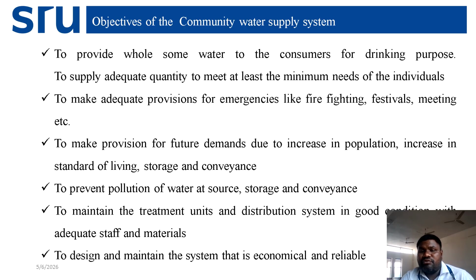Then make provision for the future demand due to the increased population, the increasing standard of living, the storage and convenience. Here, before constructing a distribution network, we need to think about the future population. Population forecasting is required, and the standards of living also will increase.